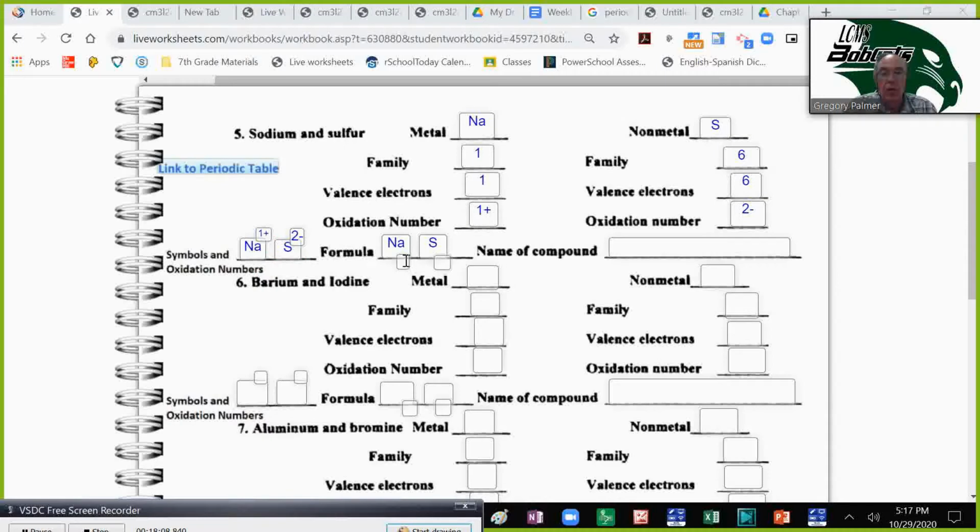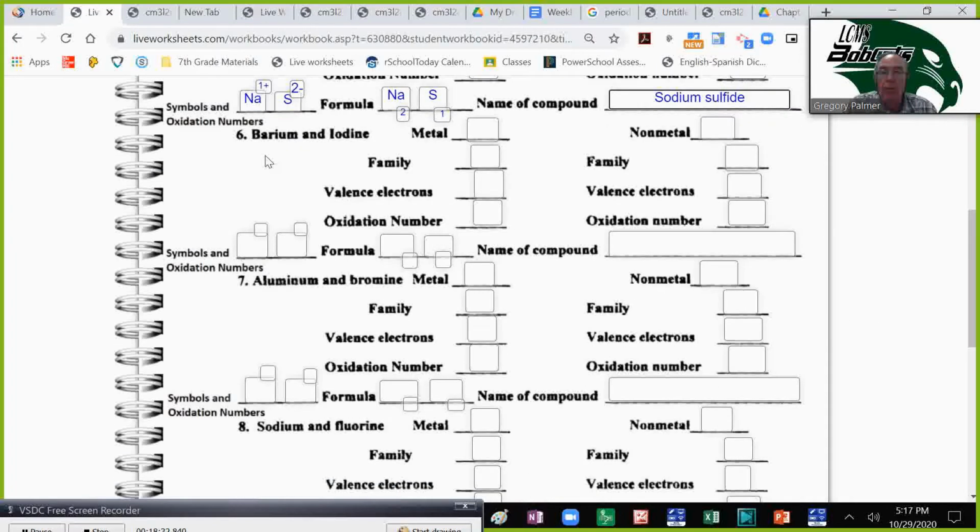All right, so we have the 2 that came down over here, the 1 that came down over here, and the name of the compound is going to be sodium, and we put IDE on the end of this one. Sodium sulfide. Usually you go to the first vowel.